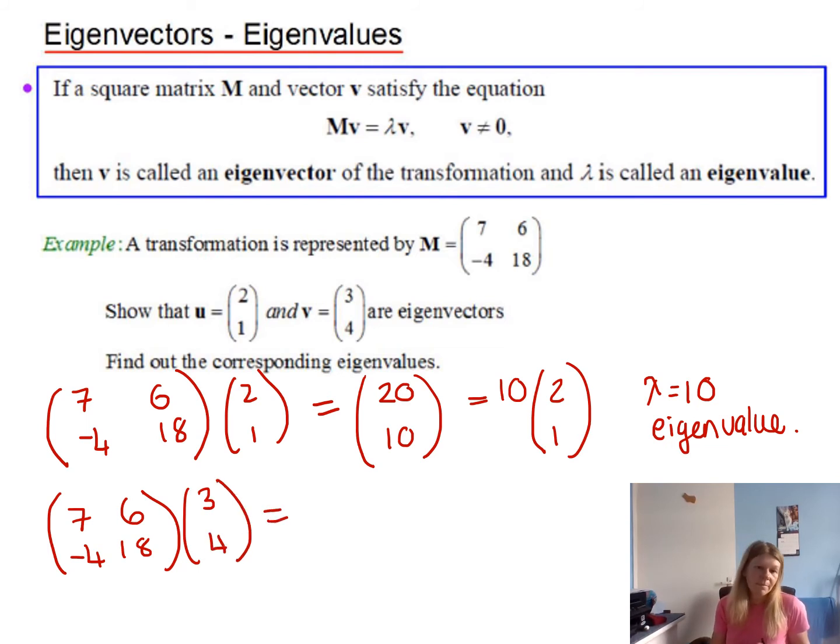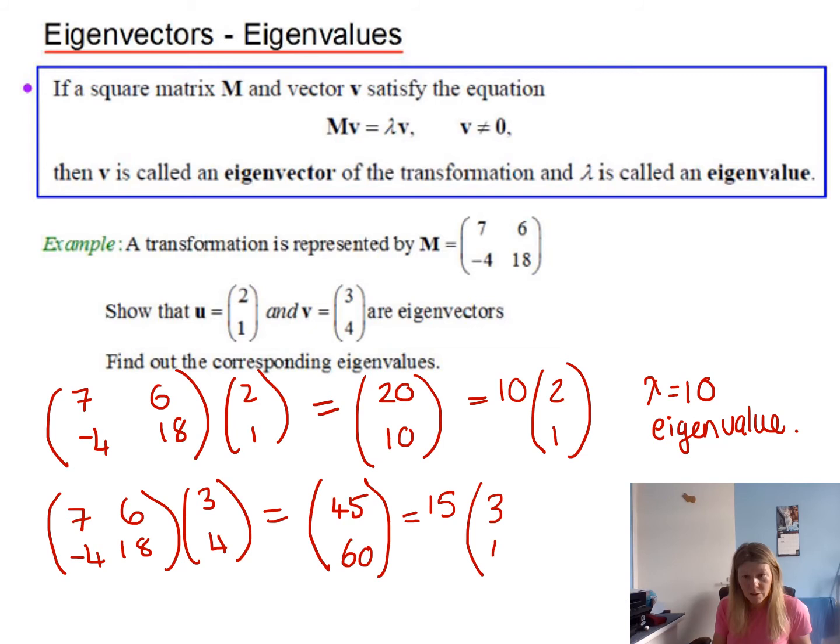Big maths here. 3 times 7 plus 6 times 4. You might need your machine for that. You might be good at mental maths and be shouting 45. Next one is minus 12 plus 4 lots of 18, and that comes to 60, believe it or not. Now, is that a multiple of that? I think it is. If you pull out 15, you will get (3, 4) there.